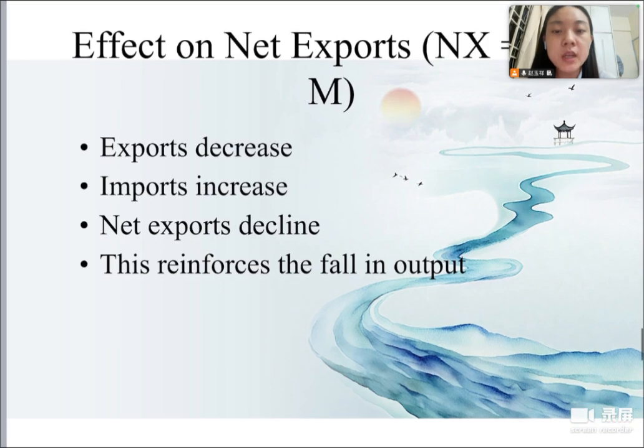Finally, consider the effect on net exports, which are defined as exports minus imports. Since exports fall and imports rise, net exports decline significantly. This decline in net exports is the key transmission channel through which contractionary monetary policy reduces output in an open economy.